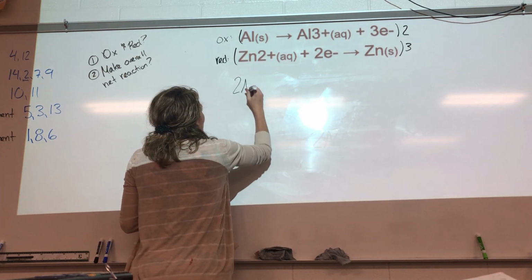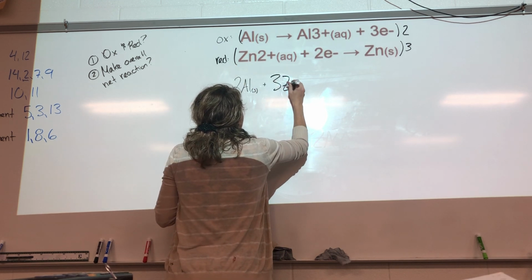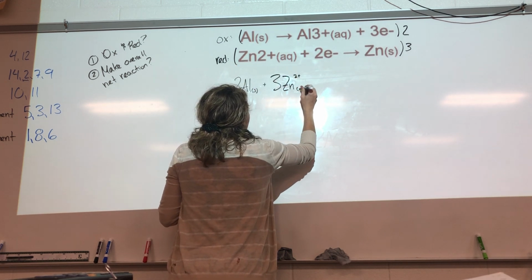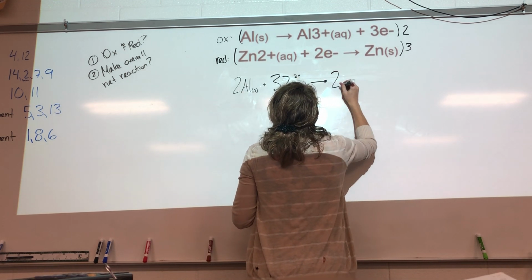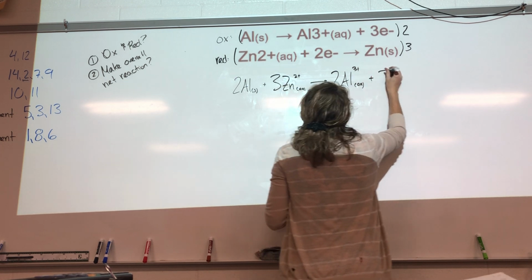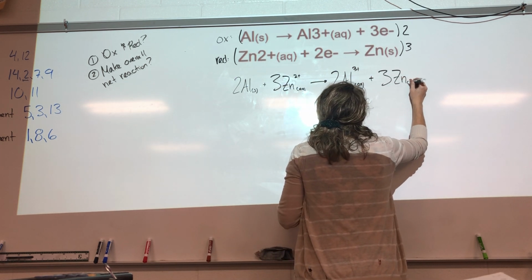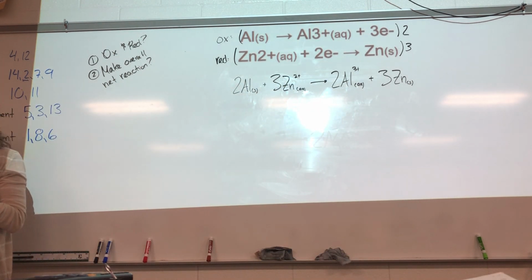So we're going to have 2 aluminums plus 3 zinc ions, changing into 2 aluminum ions and 3 zinc atoms. If you have that, you can have a third smiley face.